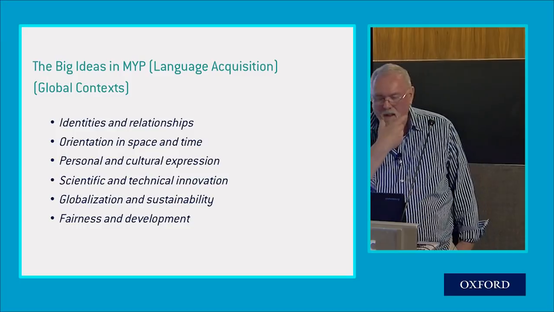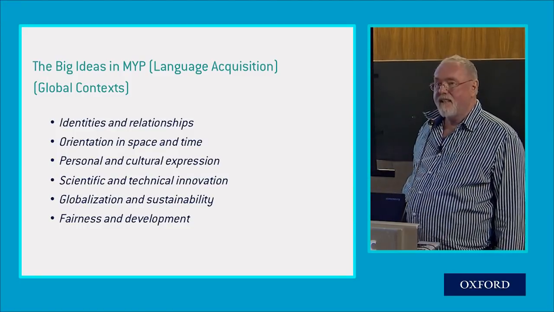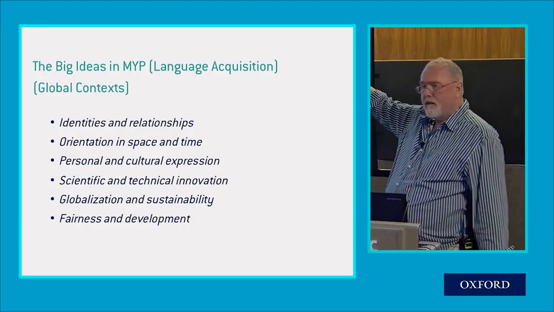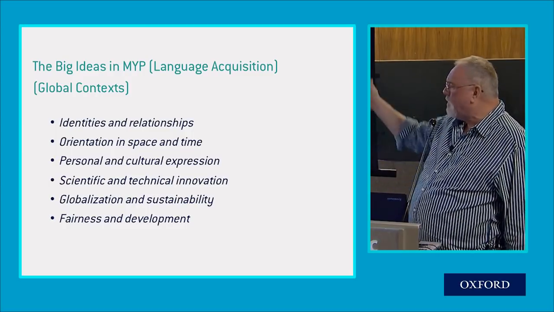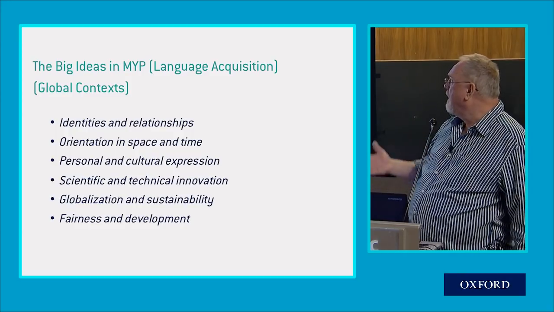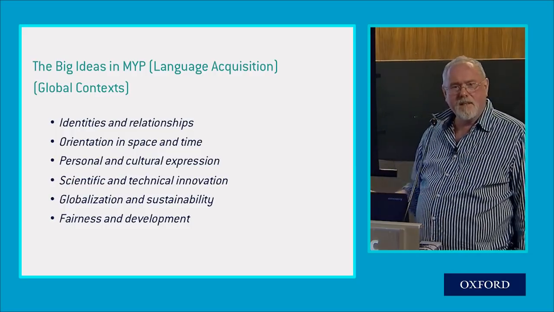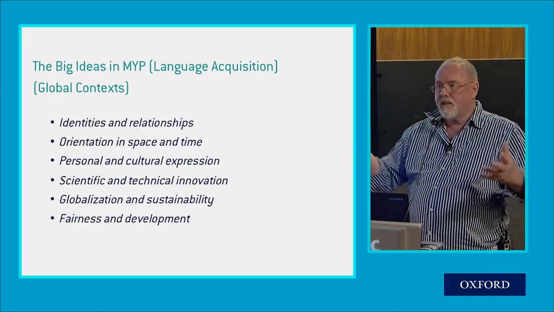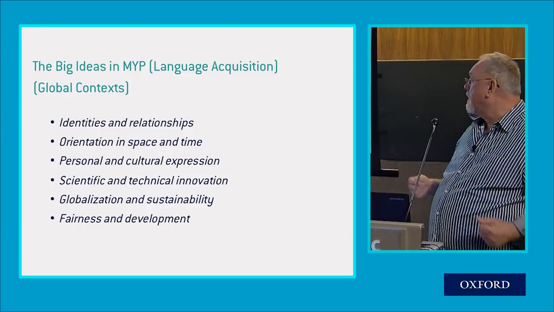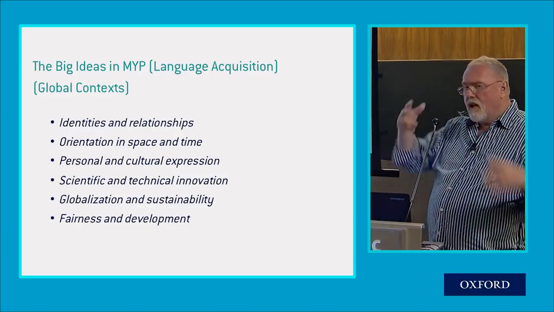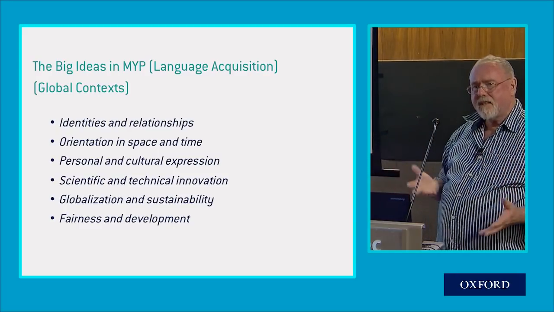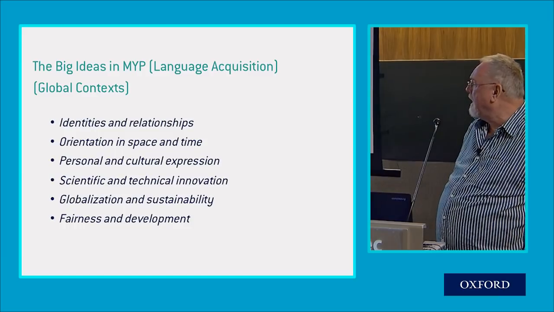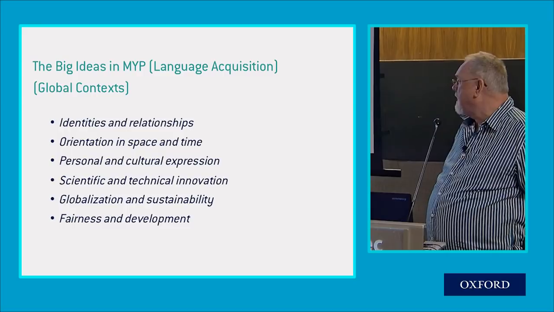Those of you who are familiar with the MYP program will recognize this list of 6 broad areas. So at one level, our concepts are these 6 ideas which divide up the world in which we live. Identities and relationships, being able to describe ourselves and other people. Orientation in time and space, being able to use and understand narratives. Personal and cultural expression, scientific and technical innovation. We can explore these themes, and at the same time we can teach kids critical language and to decide what is important and what isn't. We can teach kids to use evaluative language and explanation. Globalization and sustainability, fairness and development.